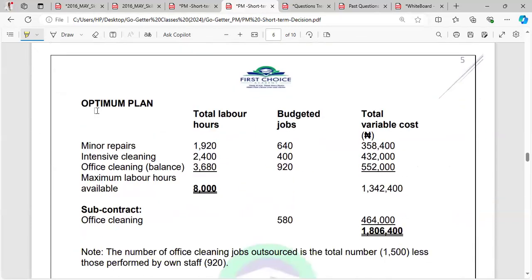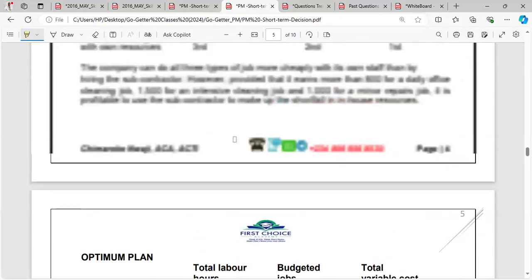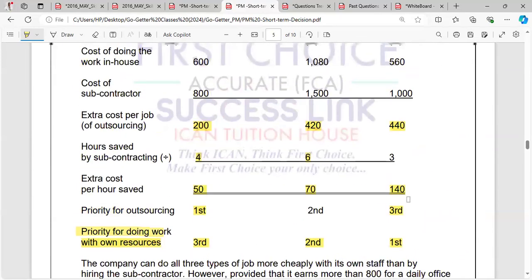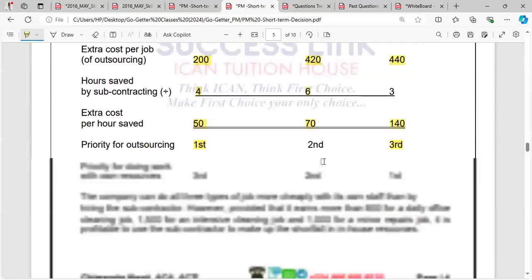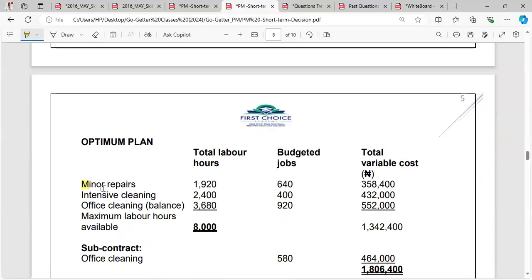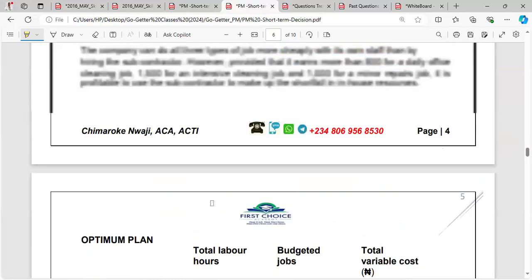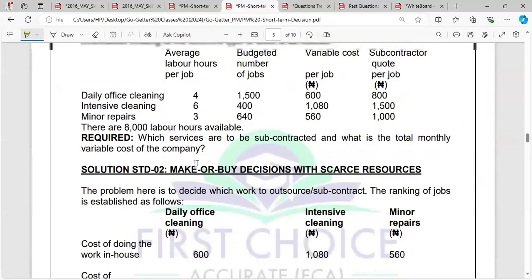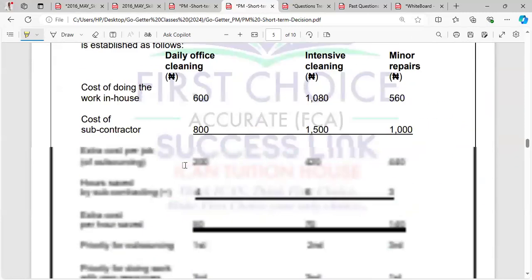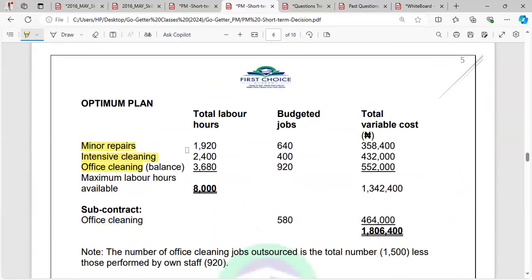You've done your ranking, optimal plan. The first thing you will do is your minor repairs, followed by intensive cleaning. So minor repairs is first, followed by intensive cleaning second, and office cleaning, which you rank third here, will be the last thing you do. And you are told 8,000 hours is what you have. So what do you do?